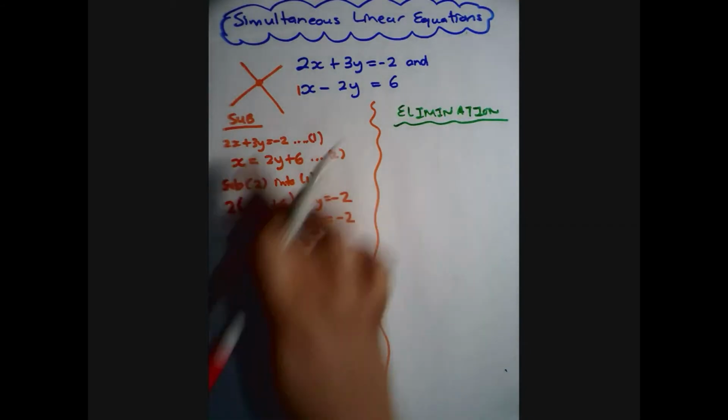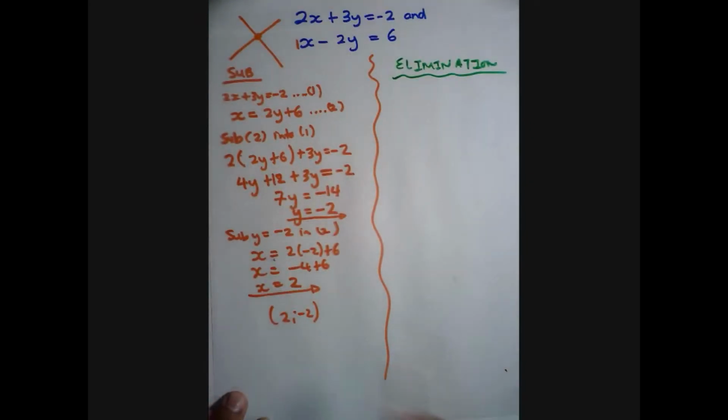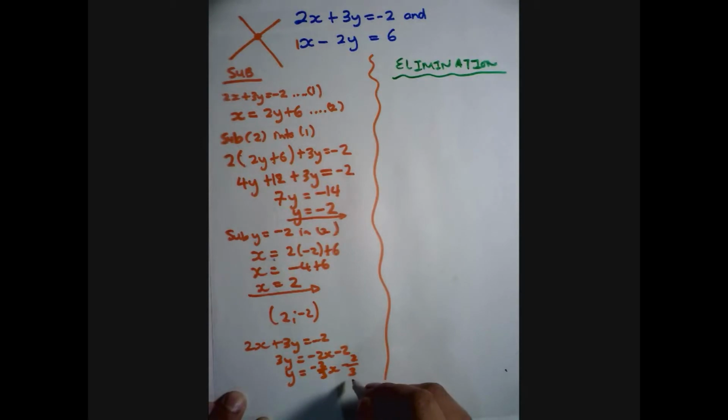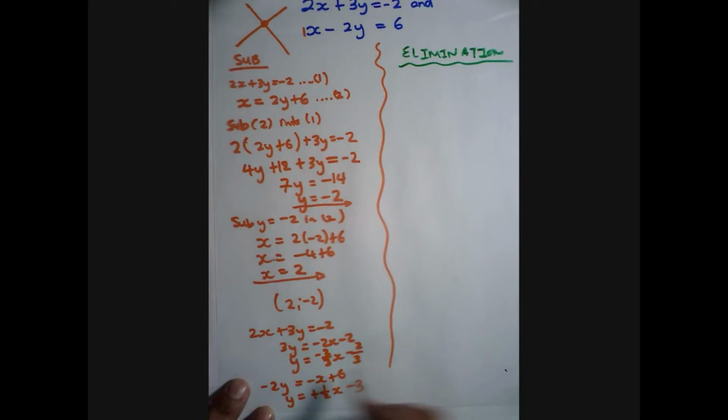Now another way to do this, I'm just going to do it quickly at the bottom here, I'm not going to show the whole method, is if I made both y the subject of formula. So I would have said 2x plus 3y is equal to minus 2, 3y is equal to minus 2x minus 2, y is equal to minus 2 over 3x minus 2 over 3. And then the other one, negative 2y is equal to negative x plus 6, y is equal to positive a half x, minus 3. Then you see this is a y, this is a y. I would have let this equal to this, and then I would have solved.